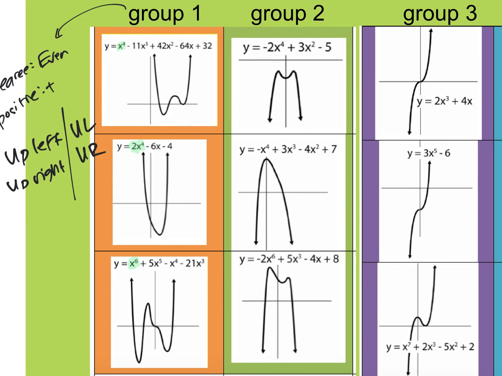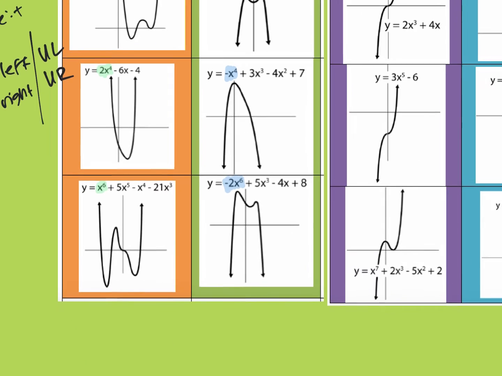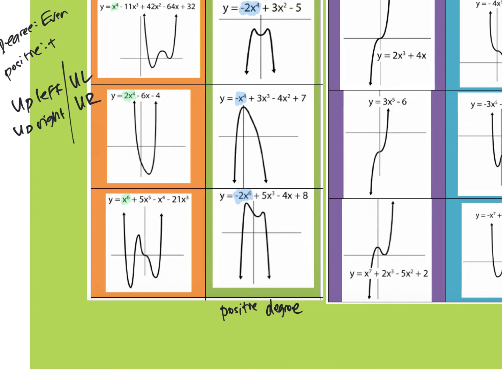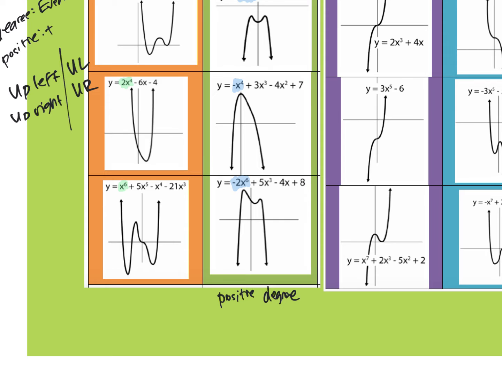So I want you to notice once again that in group 2, those degrees are positive. Because my degree is positive, 4, 4, 6 for each of these in group 2, we have a positive degree. You'll notice that the end behavior is going in the same direction, but this time it's not up left, up right. This time it's down. And the reason it's going down is because of that leading coefficient, which in this case happens to be negative.